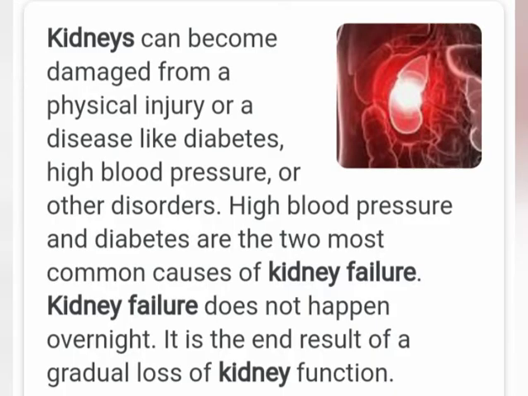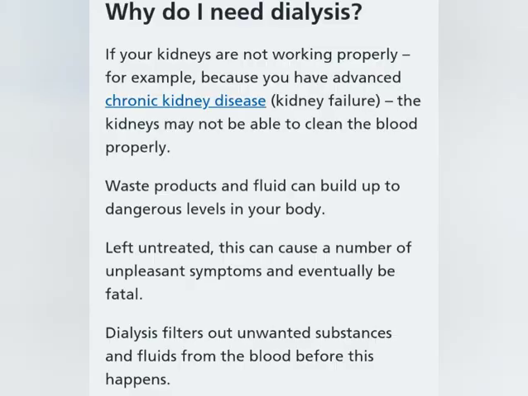Kidneys can become damaged from physical injury or diseases like diabetes, high blood pressure, or other disorders. High blood pressure and diabetes are the two most common causes of kidney failure. Kidney failure doesn't happen overnight. It is the end result of the gradual loss of kidney function. Why do I need dialysis?